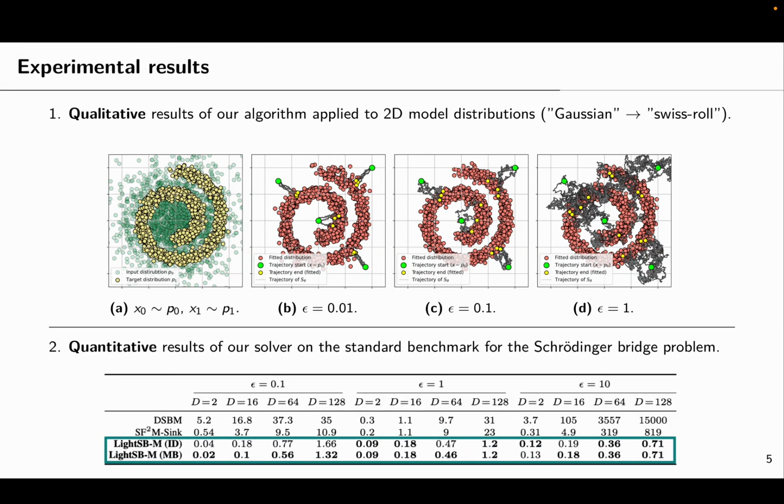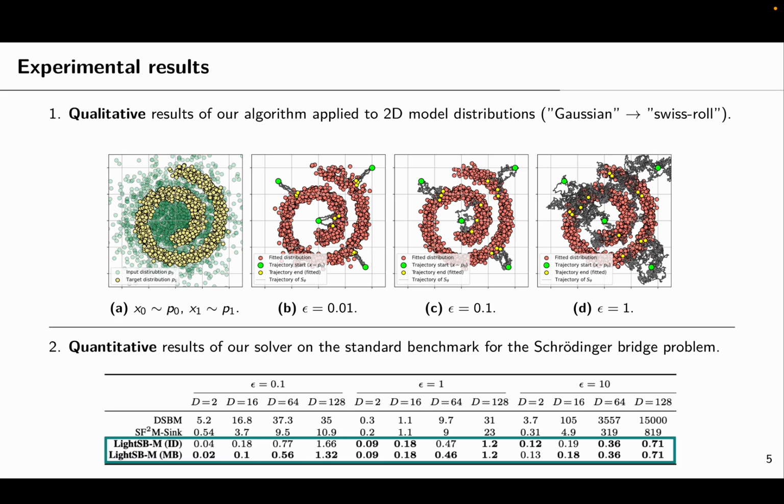Then we start our experiments with a two-dimensional illustrative example. We consider the Gaussian distribution P0 and the Swiss-Roll distribution as P1. We solve the Schrödinger bridge for different parameters epsilon and present our results on this slide. As we can see, the value of epsilon defines how much noise is in trajectories. Also, our algorithm is capable of learning a Schrödinger bridge with almost straight trajectories.